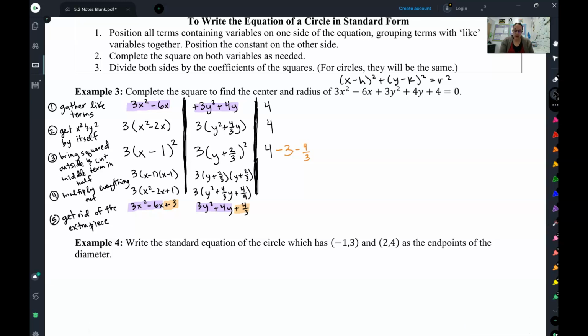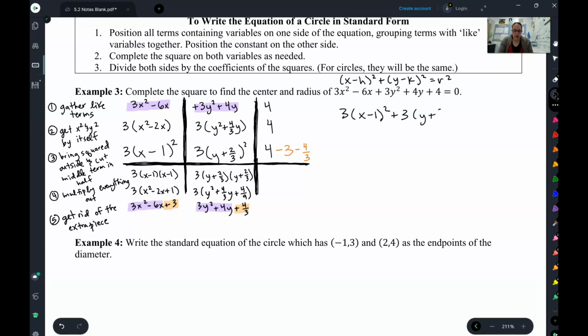So I'm going to actually write out what I've got. This line right here at step 3 is your answer. That's what we want. So let's write out what we've got. I have 3, and then I have an x minus 1 squared. Then I have a 3 and a y plus 2/3 squared. And then I have 4 minus 3 minus 4/3, which is a negative 1/3. Now, at this point, you've technically completed the square. Complete the square check. You're done with that step.